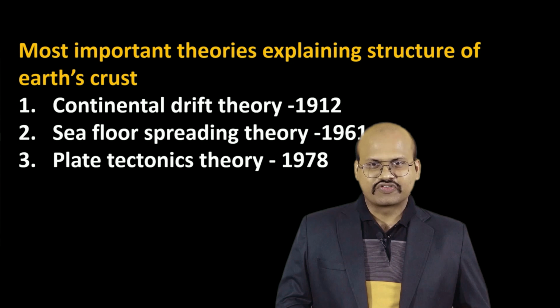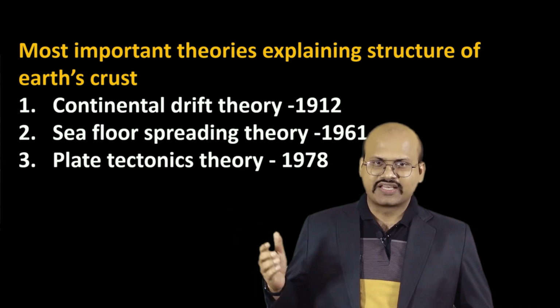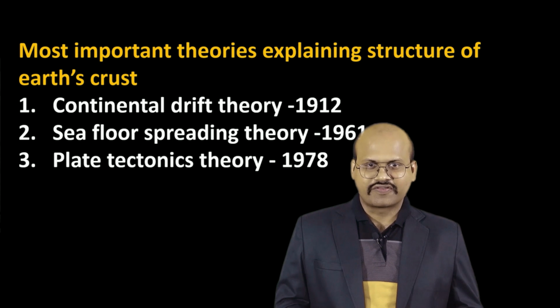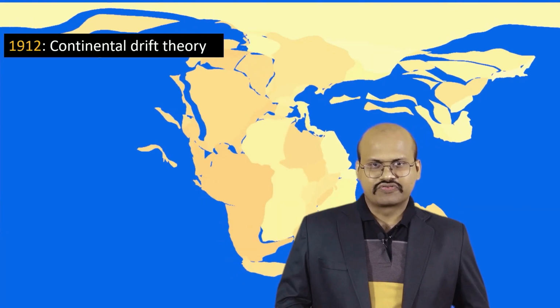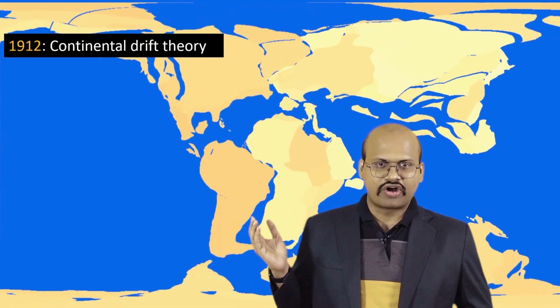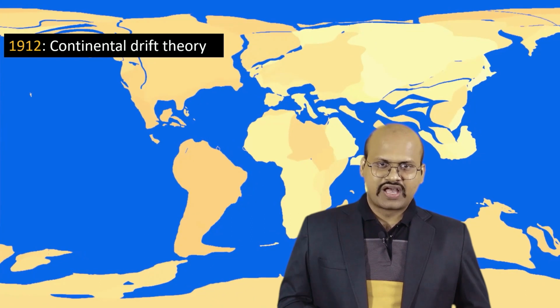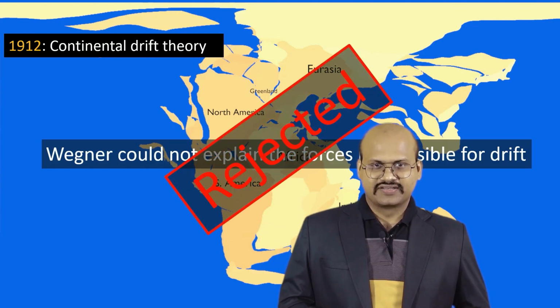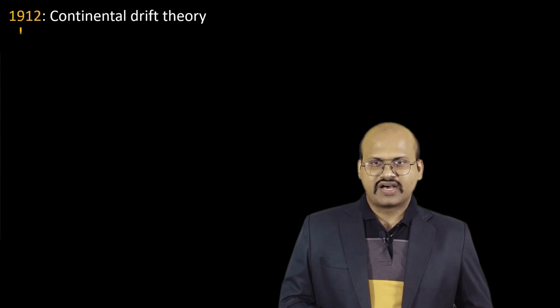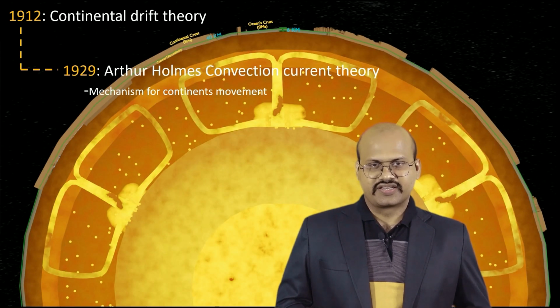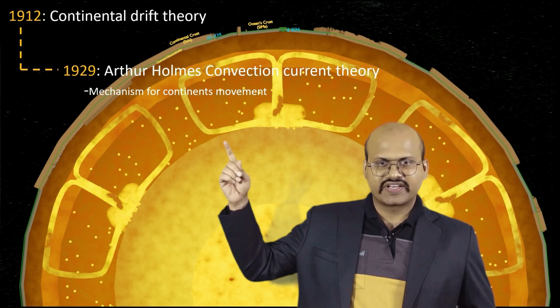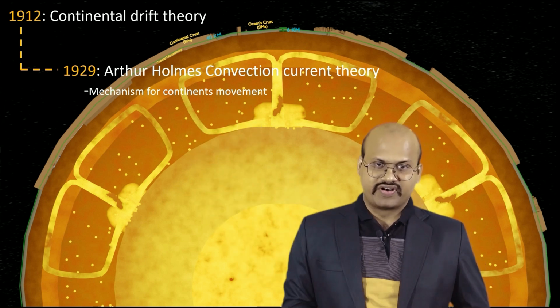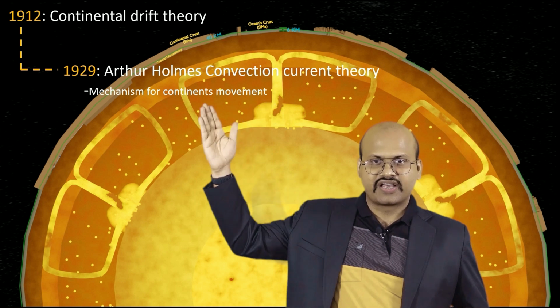Seafloor spreading theory is one of the three important theories explaining how different structures are formed on the surface of our Earth. In previous videos, we have already discussed continental drift theory, in which Wegener described that the continents move over the oceanic floor. However, he failed to give any force or mechanism causing this drift, and therefore his theory got rejected. In 1929, Arthur Holmes came up with convection current theory, where he said that there lies a convection current within the mantle of our Earth, and it is because of this convection current that our continents move.